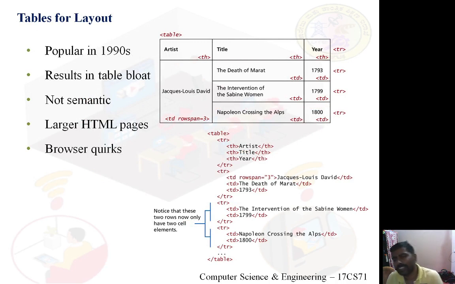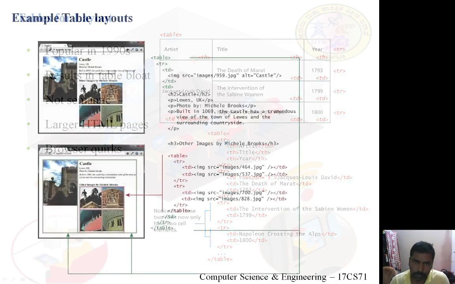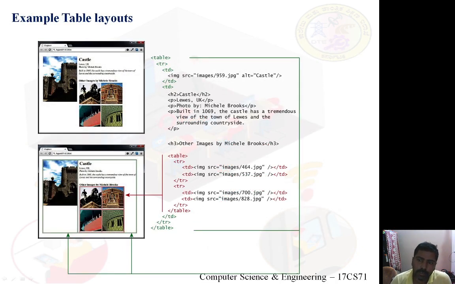Now, there's just something about layout. So tables for layout was popular in the 1990s. It results in what is known as table bloat, not semantic, larger HTML pages. Now this is an example of table layout. Just have a look at this HTML code fragment and the corresponding web page.